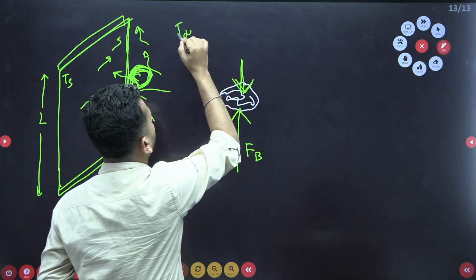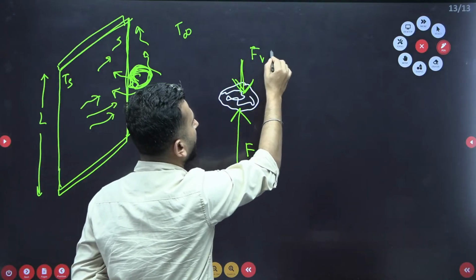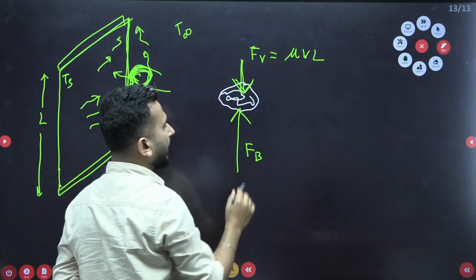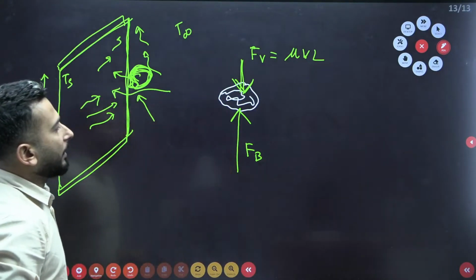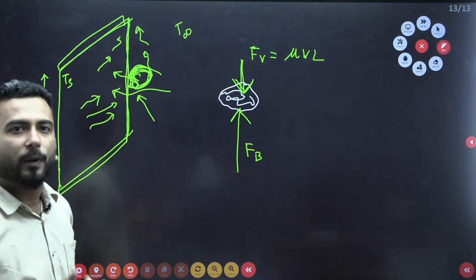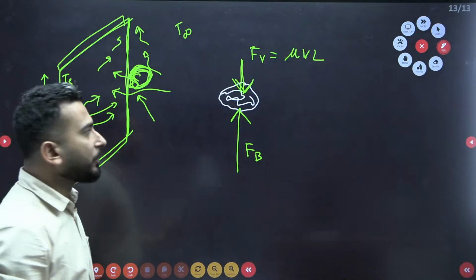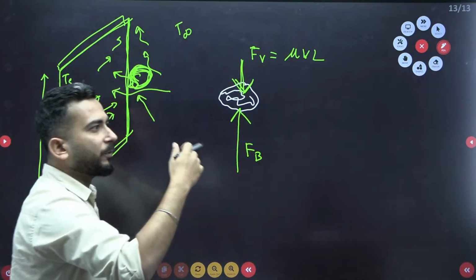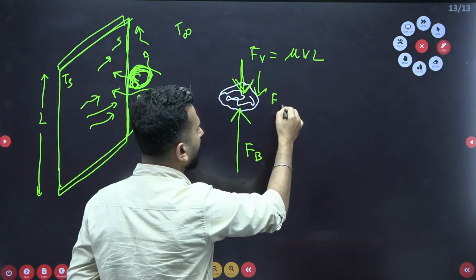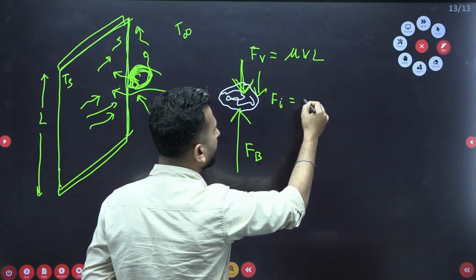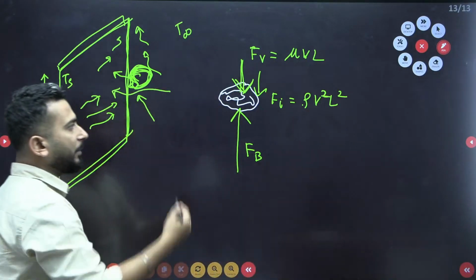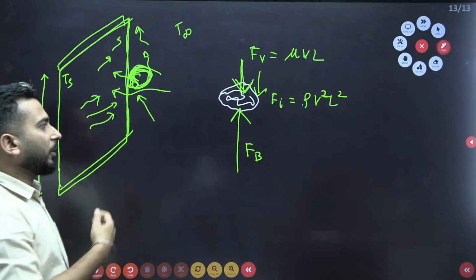This is T infinity, the ambient. What is viscous force? Mu into VL. Now when something is in motion, inertia force will also come into picture, and inertia force will also oppose. So inertia force will be rho V square L square. It will also try to oppose.